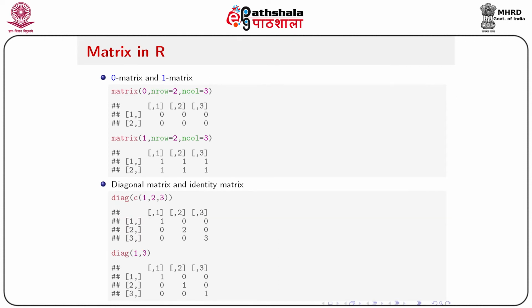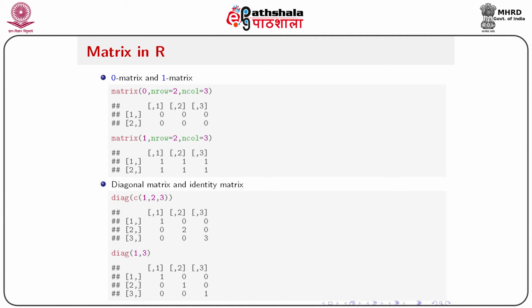To assign a 0 matrix and a 1 matrix, for the 0 matrix, you can just write matrix(0), specify the number of rows and number of columns, and automatically a 0 matrix would be assigned. Similarly for a 1 matrix, you can just write matrix, then 1, comma, number of rows and number of columns. Here say the number of rows is 2 and the number of columns equals 3, automatically it will generate a 2 by 3 matrix of ones, the unit matrix.